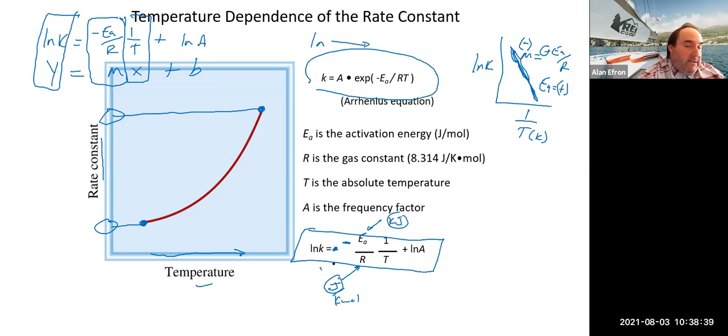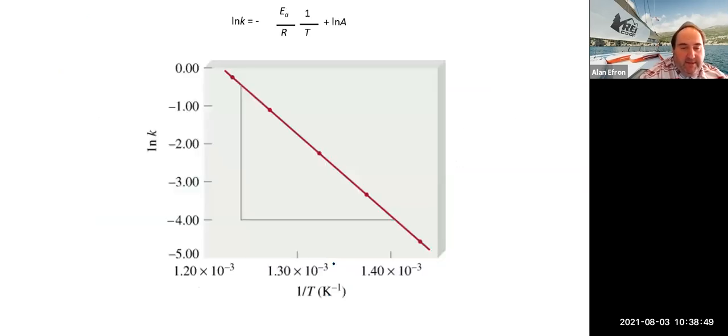Again, because R is in joules, your activation energy actually will be in joules when you solve for it, but it's typically given to you in kilojoules. Here's a much prettier picture of a plot than the one I drew. And again, the negative is way out there. Yeah, negative. So this again is our y equals mx plus b.